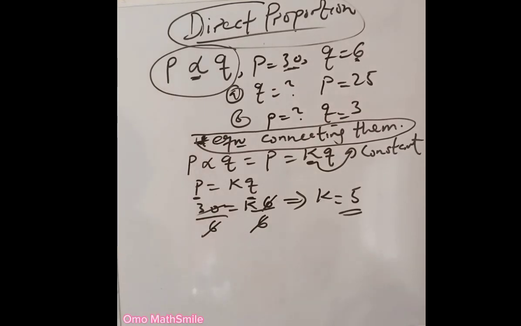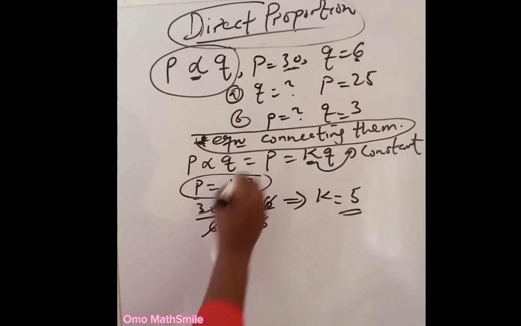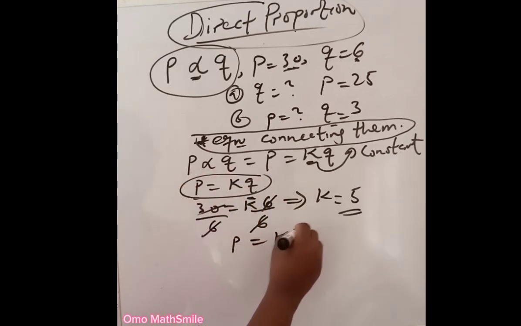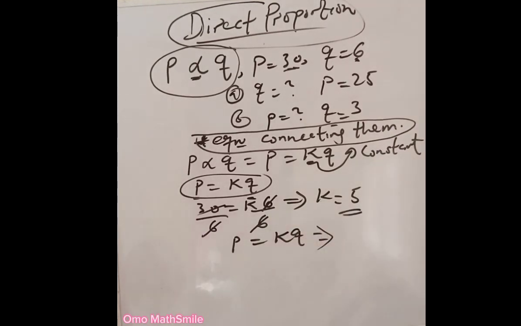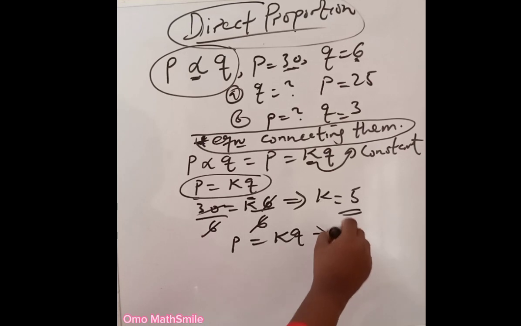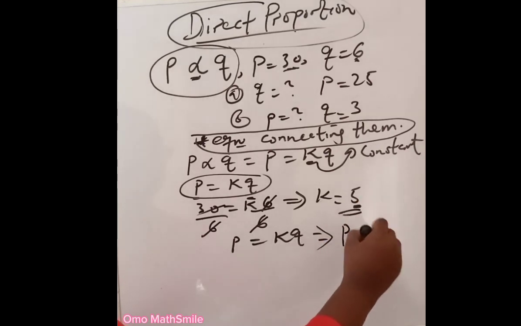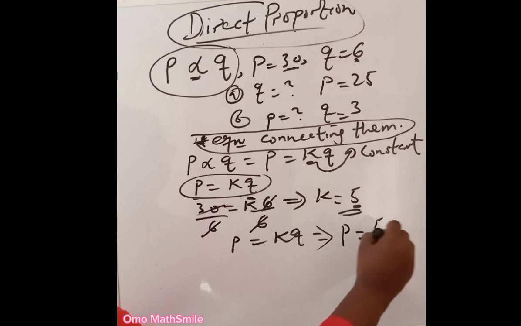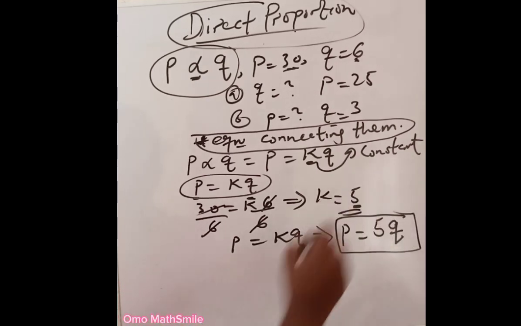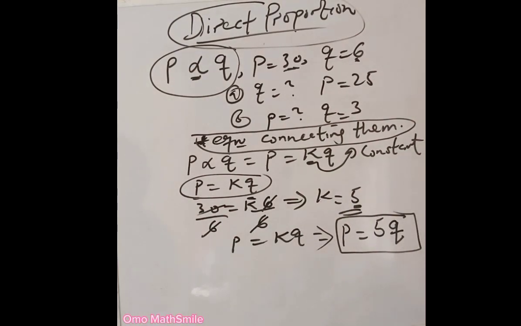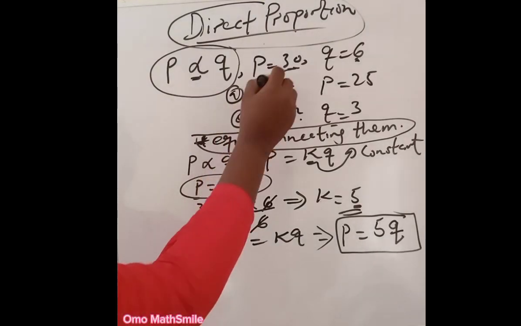And now we are going to get the equation connecting P and Q. We have P equals KQ, and that implies that the equation connecting them will now be P equals 5Q. Yes, and that is the relationship between them, or the equation connecting them. P equals 5Q. As easy as that.